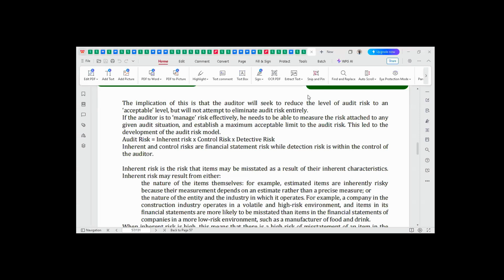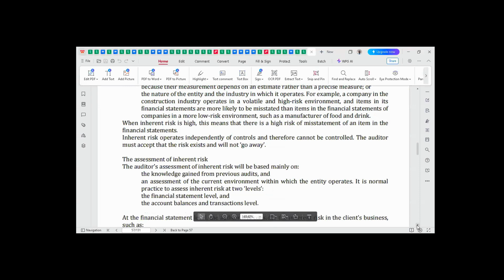All right. So let's continue. That is for inherent risk. Let's go to control risk, the second component of the audit risk. Okay?